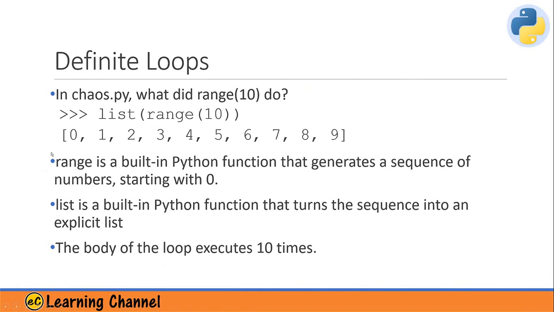So range 10 is from 0 to 9. Okay. Now including 10. This just means a series. Later I'll explain what this is. It's similar to an array in other languages.